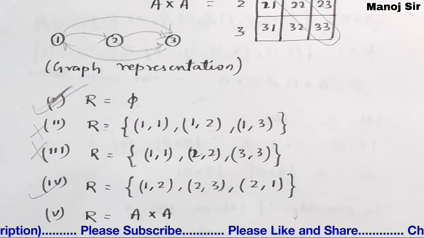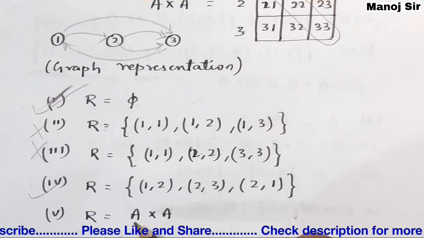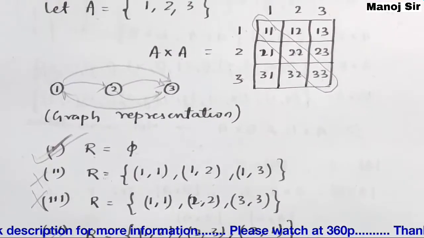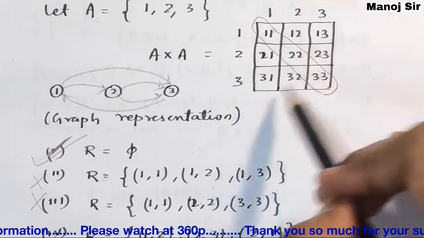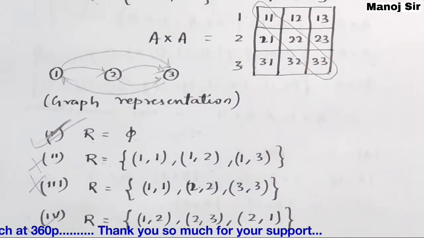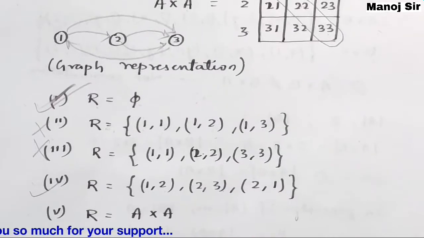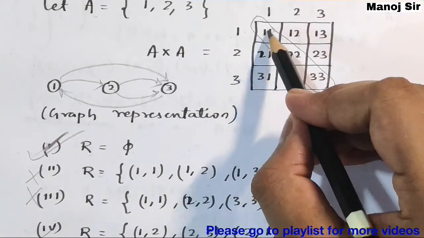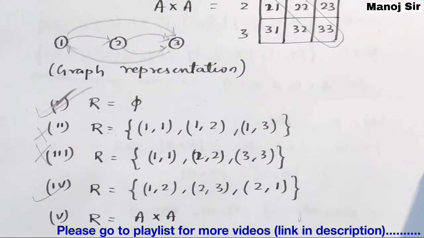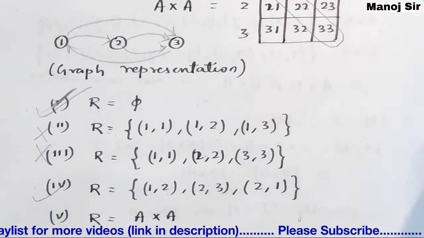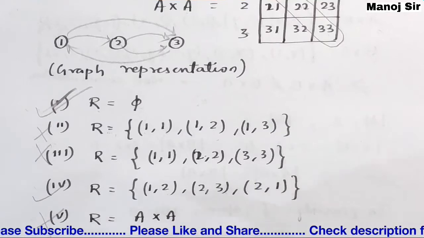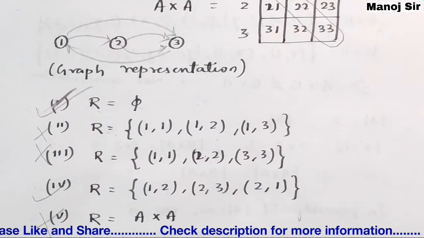Now coming to the fifth part, that is A cross A. If the relation is A cross A, it means the whole Cartesian product, all the pairs are considered. In that case it contains these three reflexive pairs also. If you take A cross A, we will say that this is not an irreflexive relation. This is not an example for irreflexive relation.